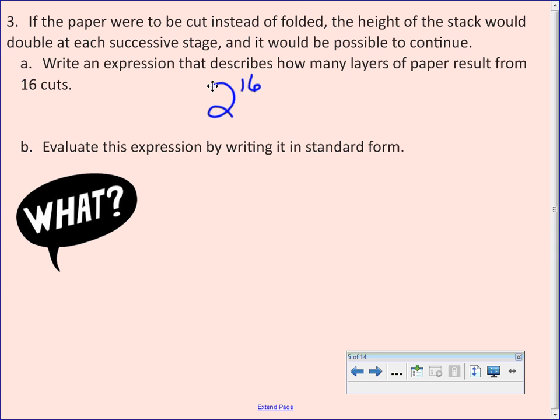Who wants to sit here and do 2 times 2 times 2 times 2 times 2 times 2 times 2 times 2 times 2 times 2 times 2 times 2 times 2 times 2? I don't know, I just lost count. Could we do it? Absolutely. Could there be an easier way? Absolutely. So here's what we're going to do.